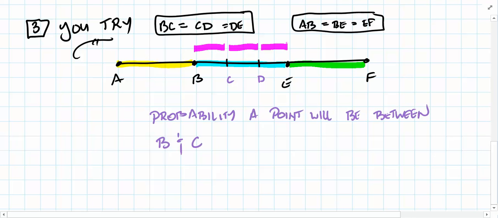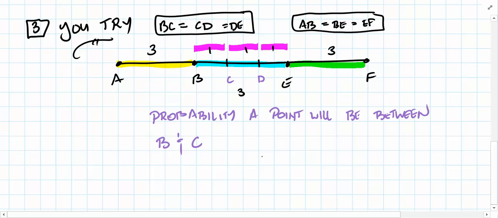3 times 3. What did you do, Juliana? I labeled A to B as 3. Good. And since B to E is 3 and E to F is 3, that's a 3 and that's a 3. Then I did BC as 1, CD as 1, and that's a 1. Very good. And then I did target area over whole area, so I did 1/9.